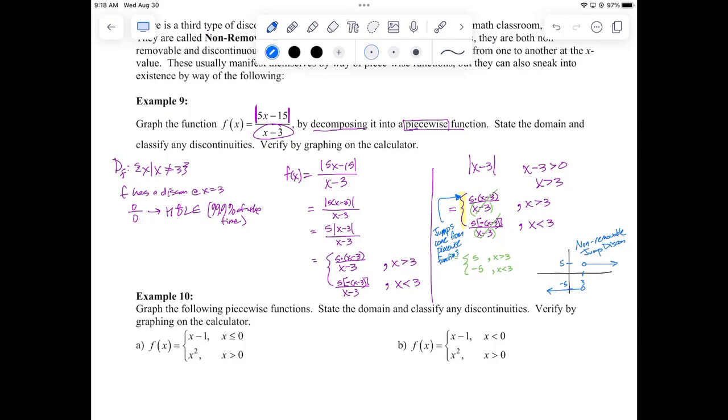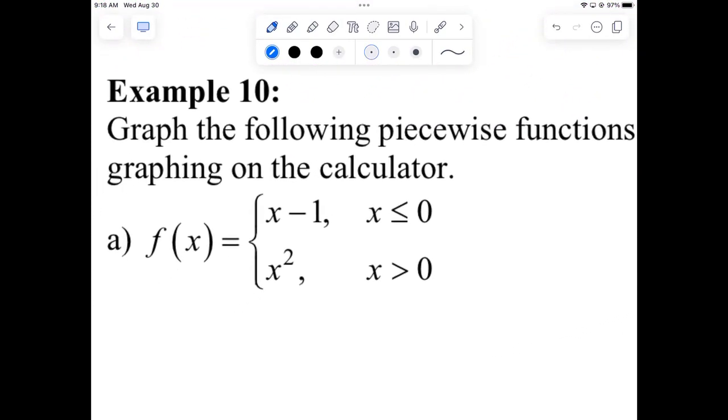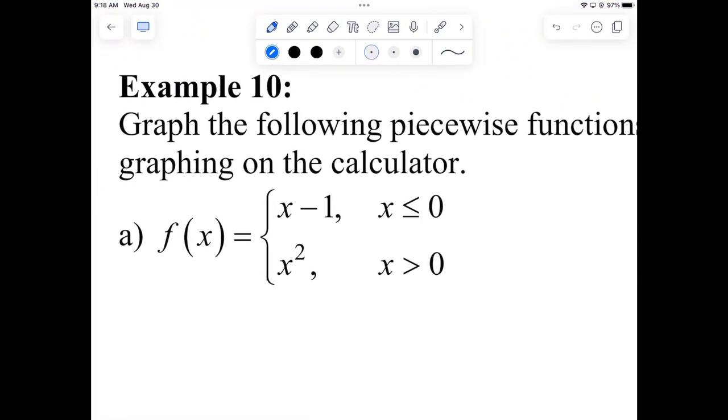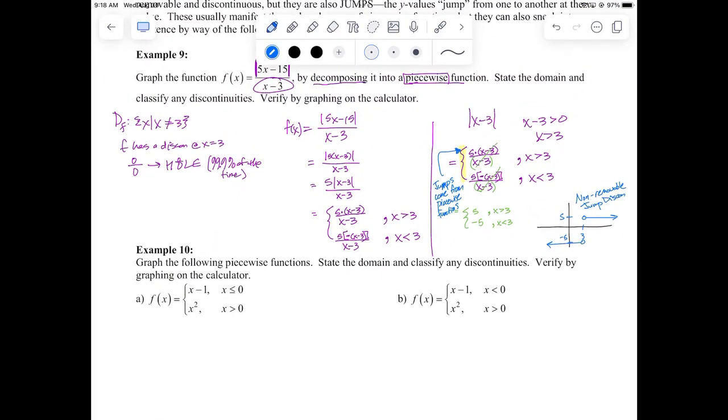All right, so now we've seen all 3 discontinuities. A hole, which is 0 over 0, 99.9, I would even say 99% of the time. We got the vertical asymptote, which is non-zero over 0, can't remove the factor. And now we have these jumps, which are going to come from possibly these piecewise functions that look like this. All right, let's move on to example 10 then.